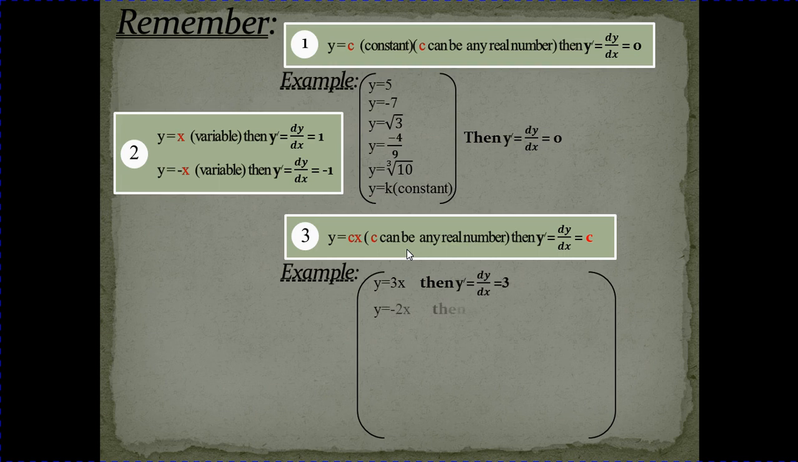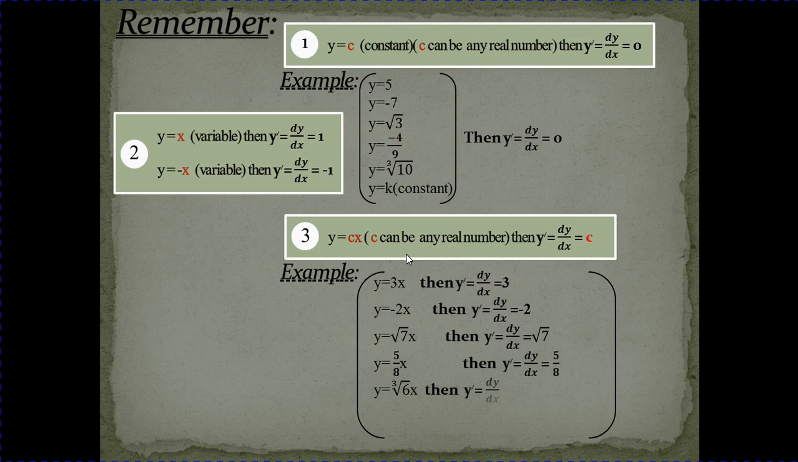y equals negative 2x, then dy by dx equals negative 2. If y equals root 7 x, then the first derivative equals root 7. If y equals 5 over 8 x, then y dash equals 5 over 8. Just put the coefficient of x to get the first derivative. y equals cube root 6 x, then y dash equals only cube root 6. y equals kx, then y dash equals only k.